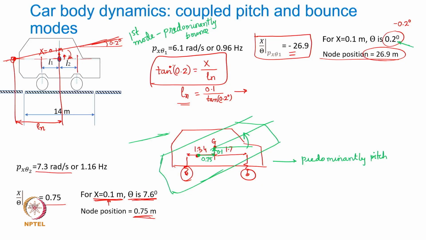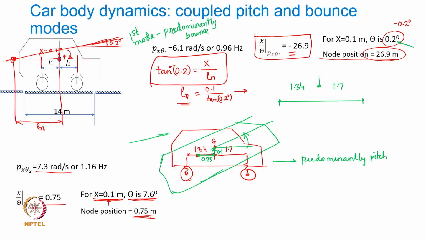Now this 0.2 degrees obviously appears too small, but is it not expected? Why is it expected? Because your CG, if you look at this, 1.34 or 3, and 1.7 means it's almost close to the center between the two wheels, in the center of the wheelbase, and that is the reason why this angle is turning out to be very, very small.